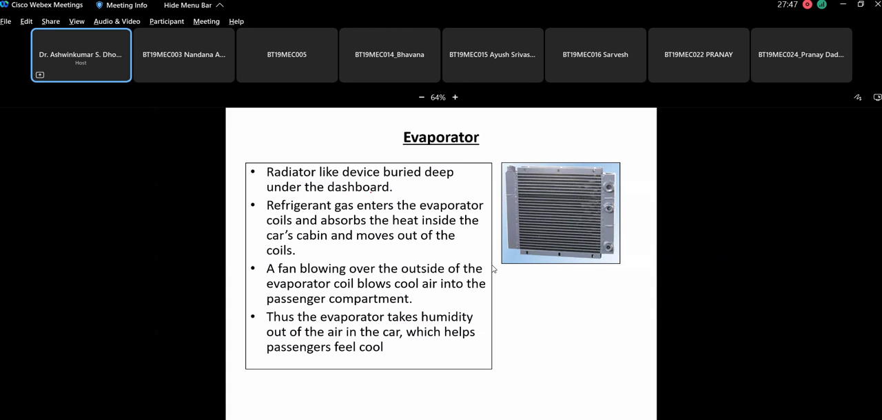ये डैशबोर्ड के अंदर होता है. डैशबोर्ड भी मैं बताऊंगा आपको. Refrigerant gas enters the evaporator coils and absorbs the heat inside the car's cabin and moves out of the coil.